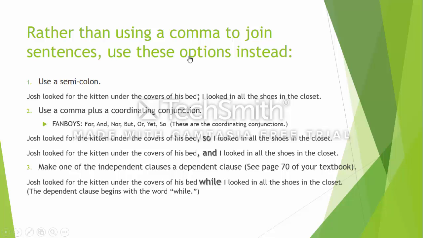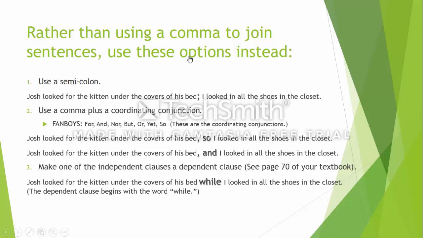And the final way is that you can make one of those independent clauses a dependent clause. You should look at page 70 of your textbook to see a better explanation or more thorough explanation of this. But essentially what you're going to do is use a subordinating word like while to subordinate one of those clauses to the other. Josh looked for the kitten under the covers of his bed while I looked in all the shoes in the closet.